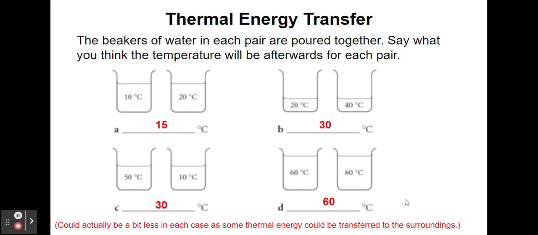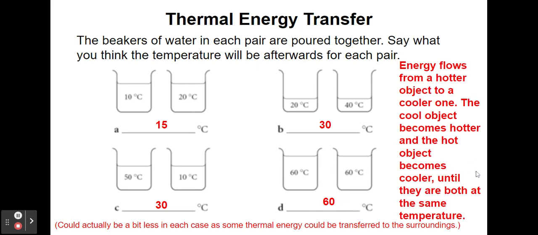Notice, though, that we're ignoring the fact that some of this energy might be transferred to the surroundings. So we're just going to assume that it stays completely in those liquids. So the key thing from this is that energy is going to flow from the hotter object towards the cooler object. So that colder object is going to become hotter, and that hot object is going to become cooler until they are both at the same temperature. And to use a more accurate word at this stage, we would say equilibrium. But if you don't know that word at this stage, don't worry about it.